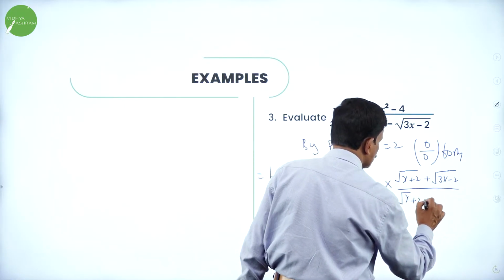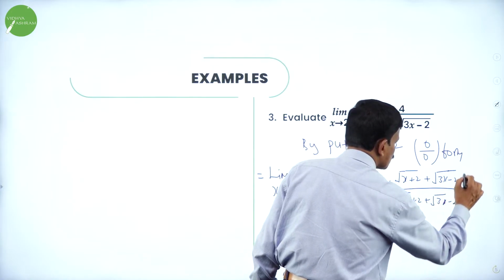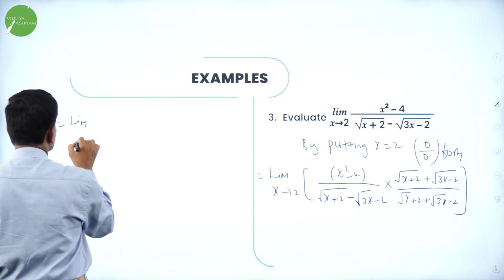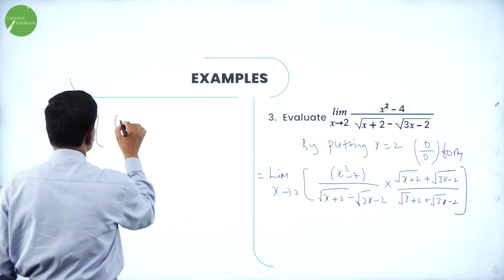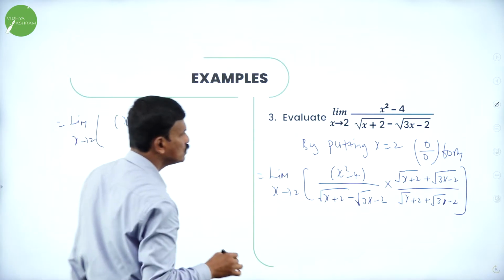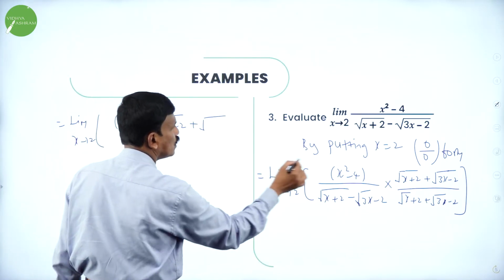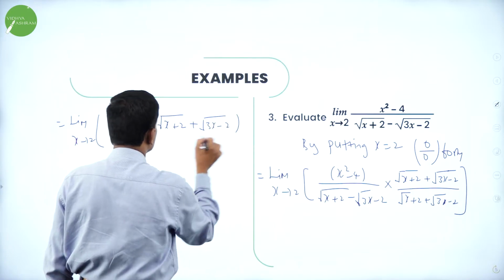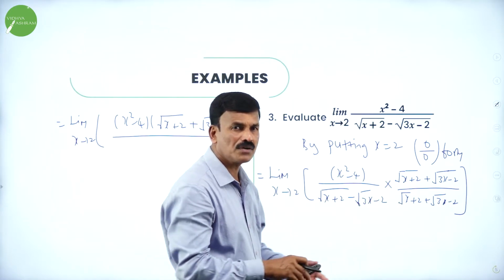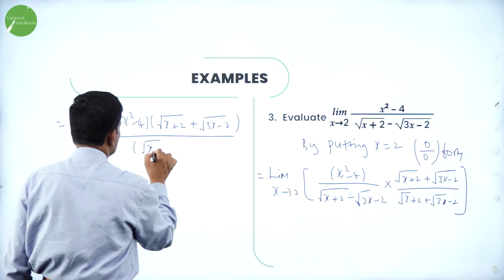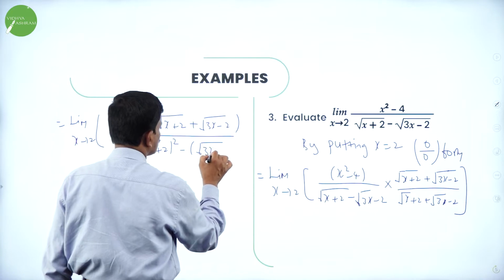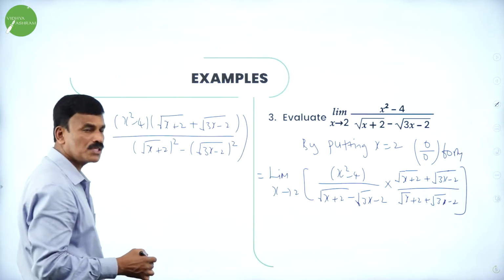Same root of x plus 2 plus root of 3x minus 2. Rationalize the denominator. So this can be written as limit x tends to 2 of numerator (x square minus 4) into (root of x plus 2 plus root of 3x minus 2), whole divided by, in the denominator, root of x plus 2 into root of x plus 2 is (root of x plus 2) whole square, minus, into plus it is minus, root of 3x minus 2 into root of 3x minus 2 is (root of 3x minus 2) whole square.